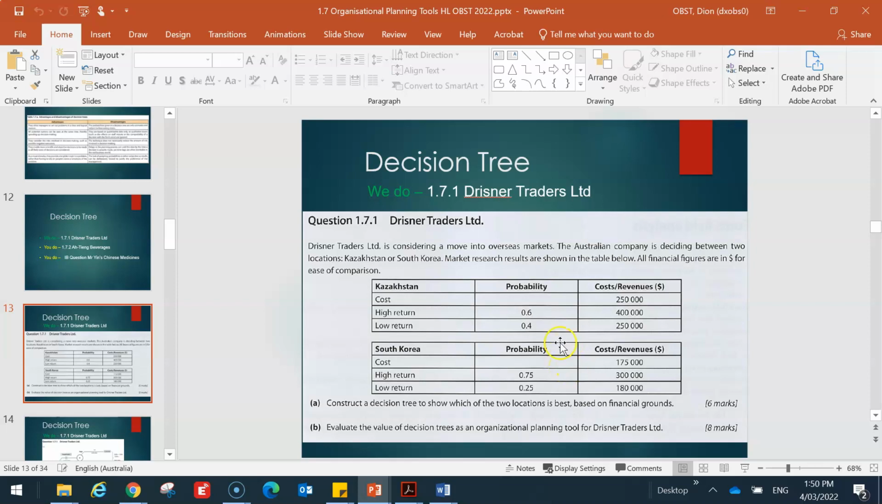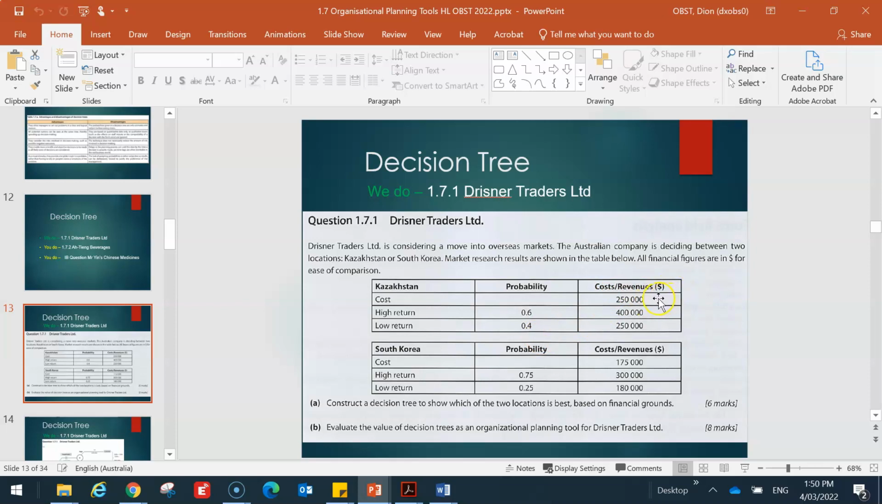Just watch for some tricks that the examiners might throw our way, in the sense that they might leave out one of these particular values, keeping in mind they must always add up to 1 or 100%. So if it's presented as percentages, this first one, 60%, and let's say they didn't include that 0.4 or 40%, we make the assumption that it must add up to 100% or 1.